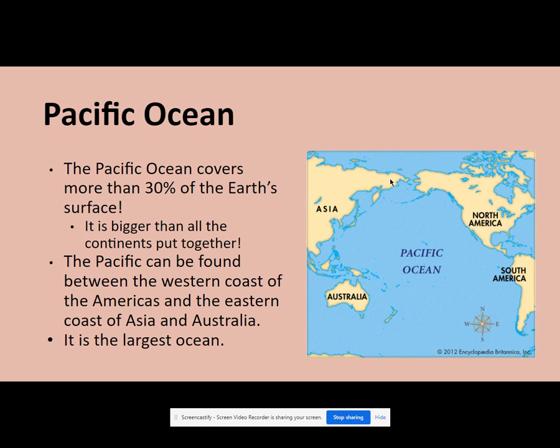So then we have the Pacific Ocean, and the Pacific Ocean covers more than 30% of the Earth's surface. It's bigger than all of the continents put together. So it is the largest ocean. It can be found between the west coast of the Americas and the east coast of Asia and Australia. So if you've ever been to the west coast, to California or Oregon, Washington State, any of the areas there, and you've been to the ocean on that side of the country, then you've been to the Pacific Ocean. And again, it is the largest ocean.